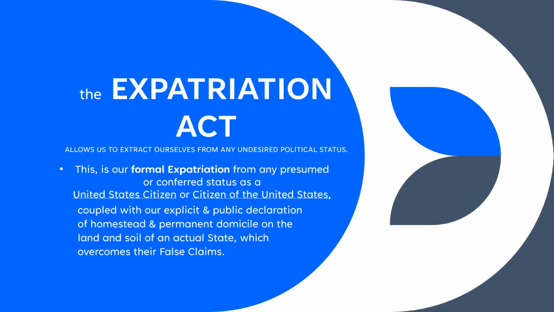The Expatriation Act. The Expatriation Act allows us to extract ourselves from any undesired political status. This is our formal expatriation from any presumed or conferred status as a United States citizen or citizen of the United States, coupled with our explicit and public declaration of homestead and permanent domicile on the land and soil of an actual state, which overcomes their false claims.